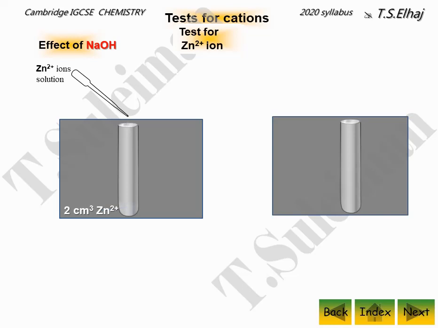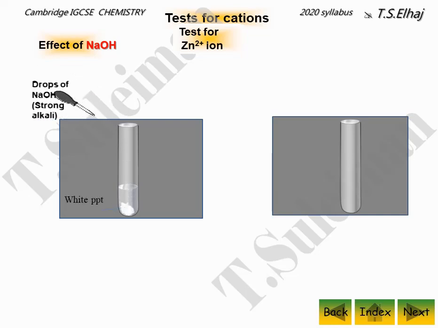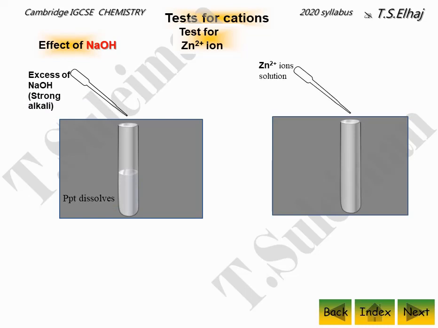First we add 2 cm³ of zinc 2+ ion solution to a test tube. Then we add drops of strong alkali, NaOH, and a white precipitate forms. Then we continue adding excess NaOH, and the precipitate dissolves. So with zinc, with excess NaOH, the precipitate dissolves.